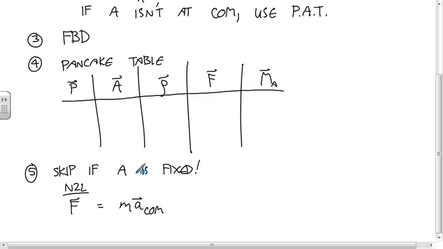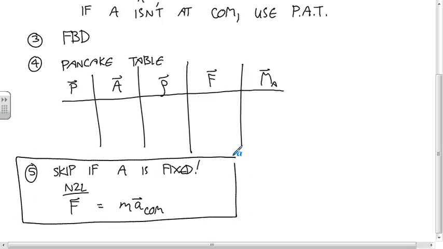If your about point is a fixed point, skip step 5. So you have to do it if your about point is the center of mass. You don't have to do it if your about point is a fixed point. And to get the forces for this, you're just adding up all the forces in the force column of the table.